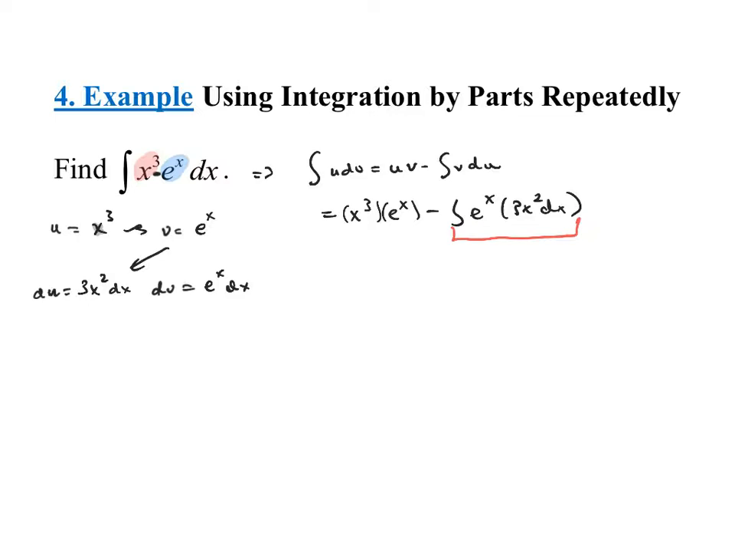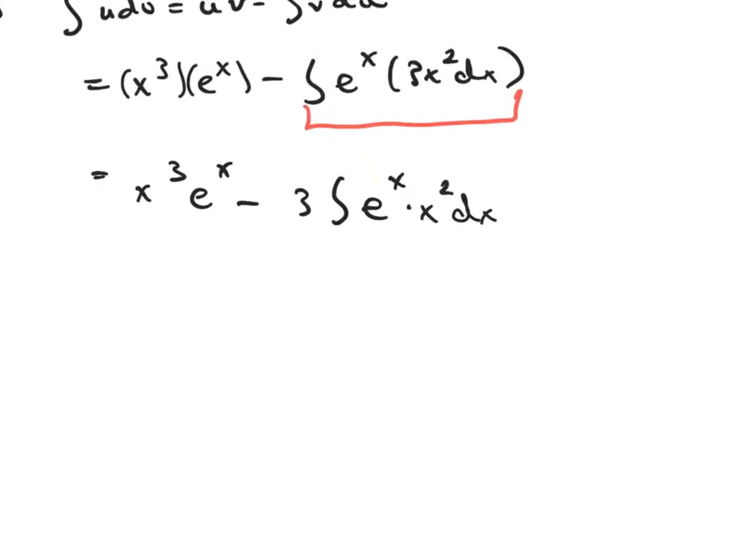Well, this means I need to do integration by parts again. So let me clean this up real quick. This is going to be x cubed e to the x. And then I'm going to have minus 3 times the integral. I'm just going to pull out the constant of e to the x times x squared dx. So I'm actually going to have to do integration by parts again on this one. So I'm not using my original u and v. I'm using a new u and v.